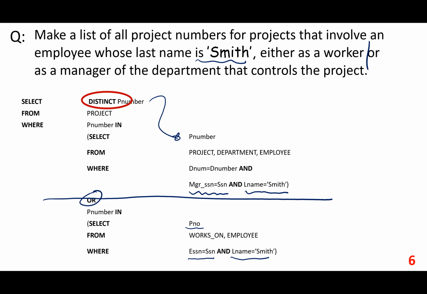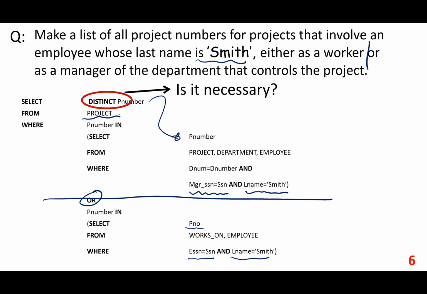Because of DISTINCT, think about it: you go through the whole project table. Is the DISTINCT necessary? When you go through the project table, each project number only appears once, right? The project table, not other tables. In the project table, the project numbers are unique.